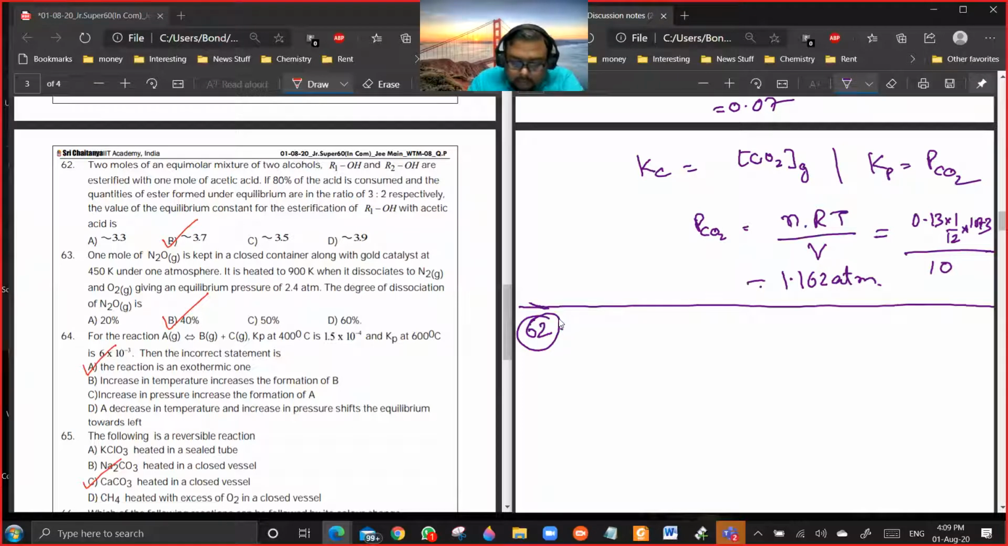62. You have 2 moles of an equimolar mixture of acetic acid and alcohol, and it is reacting with 1 mole of acetic acid. 80% of acetic acid is consumed. Okay. So basically you are taking 1 mole of acetic acid, I am writing as ACOH, and only 0.8 moles is consumed.